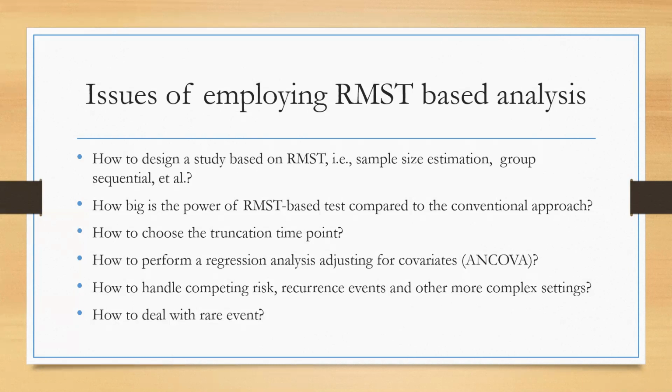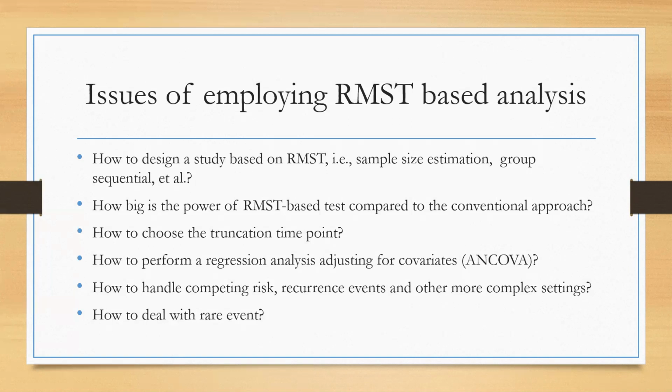There's another question people often criticize about RMST: how can you select the truncation time point? That's the time point tau, right? Why do you select 900 days? Why not 800 days? Why not 1,000 days? Especially the regulatory agencies, including FDA and EMA, really are concerned about people gaming the system by selecting the truncation time point most favorable to their observed data, which is a problem, right?